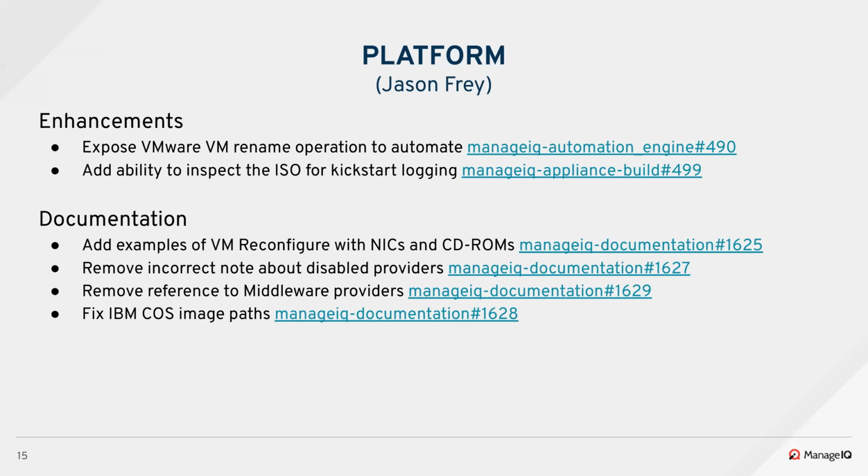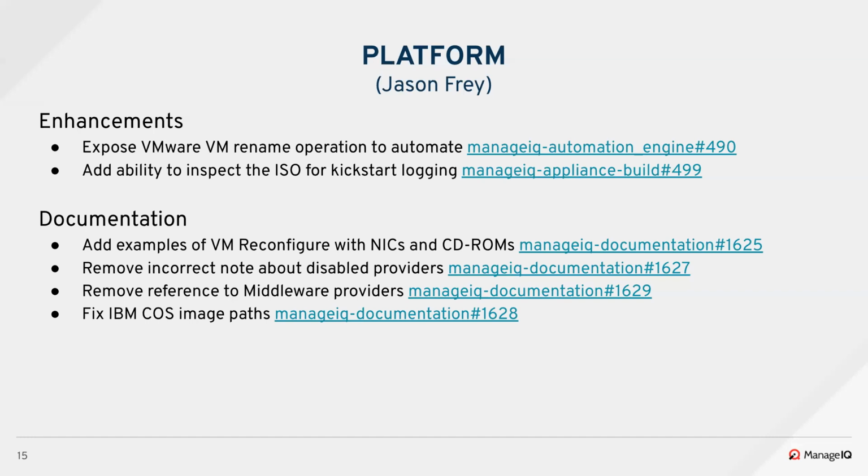We had a lot of documentation changes this sprint. Adam added examples of VM reconfigure with NICs and CD-ROMs to the API documentation. I removed an incorrect note about disabled providers. The note was talking about enabling and disabling regions, but it was actually describing how to enable and disable providers, but that's not how it works. So it was just completely wrong, so we just removed the note entirely.